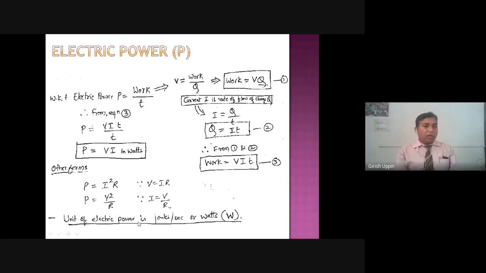So electric power is joules per second or watts. That is the unit for electrical power.